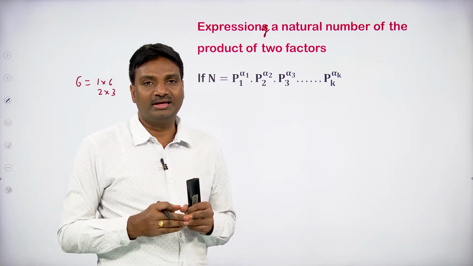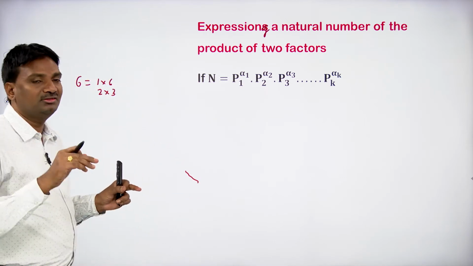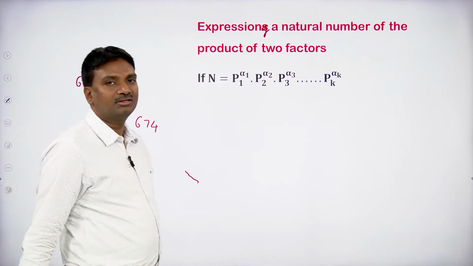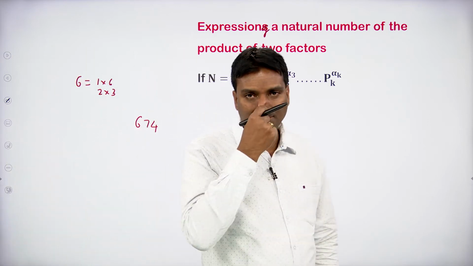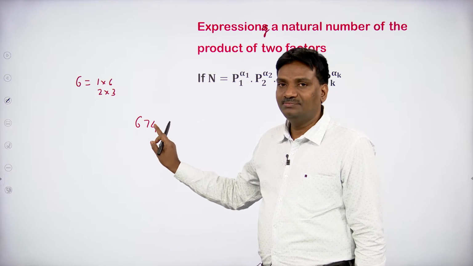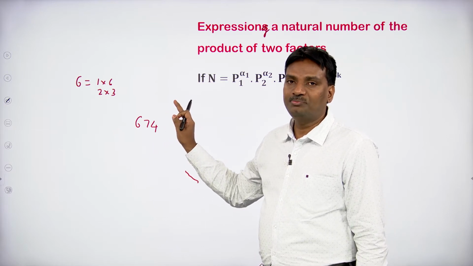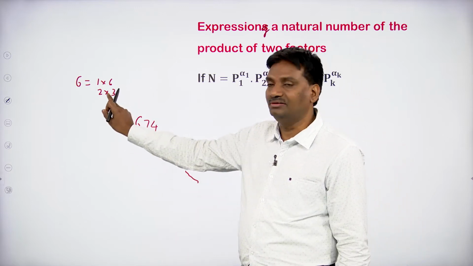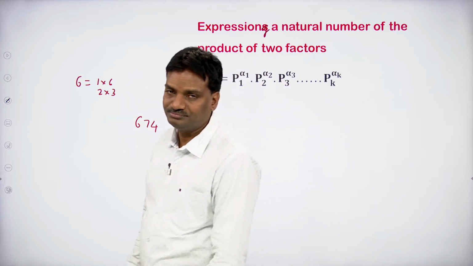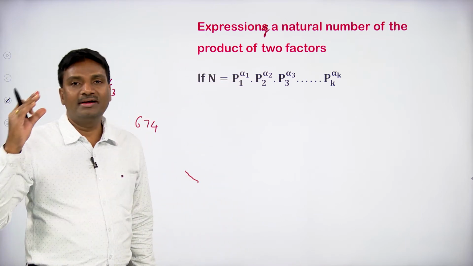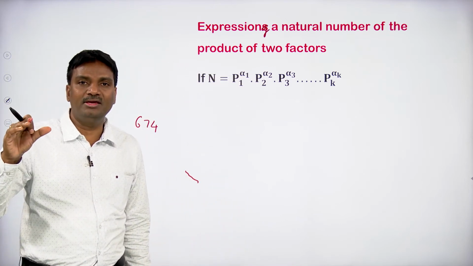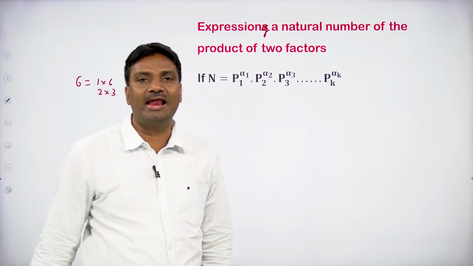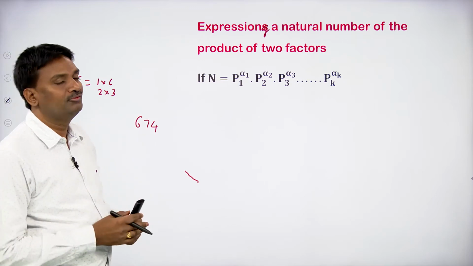If you have a greater number, say, find the number of ways of expressing the number 674 as the product of two factors, it is not easy to express this number 674 as the product of two factors like this. Here we have to use one formula. By using that formula, whatever the given natural number n may be, we can find the number of ways of expressing the given natural number as the product of two numbers.